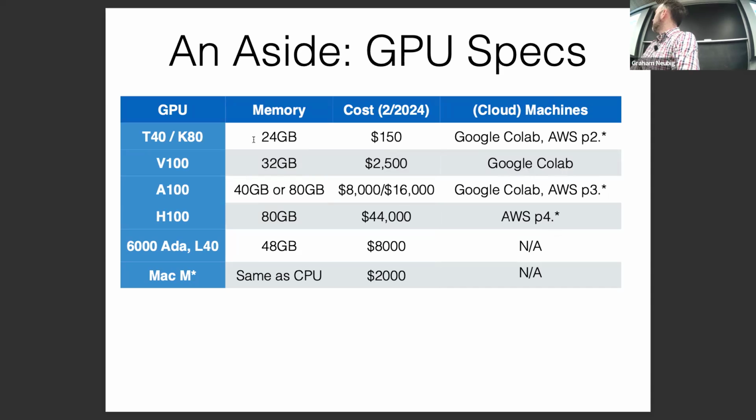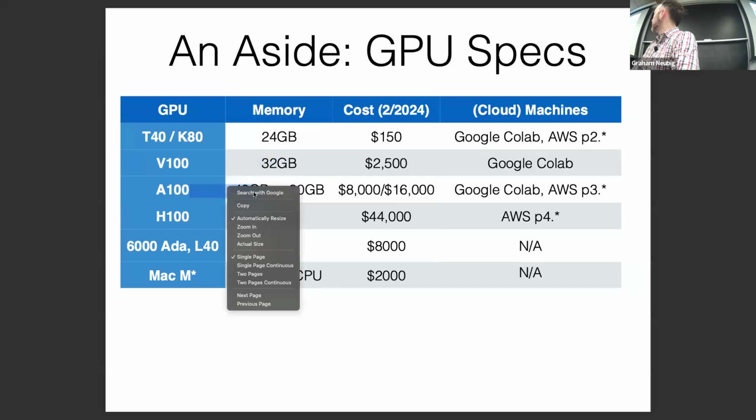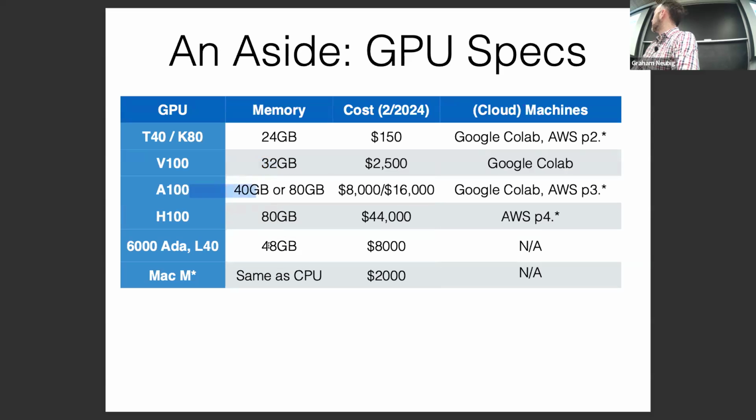So if you look at the GPUs that are available, we have things everywhere from 24 gigabytes, 32 gigabytes, 40 to 80 gigabytes, 48 gigabytes, or on your Mac, the GPU and CPU memory is shared. And basically, what we can see is that there's no GPU with 130 gigabytes of memory, right? So none of them can do this with a single GPU.